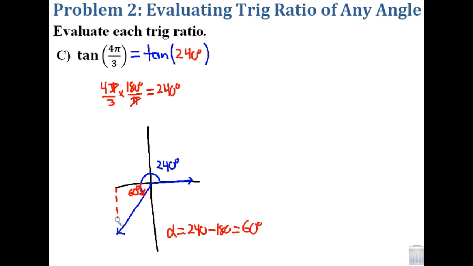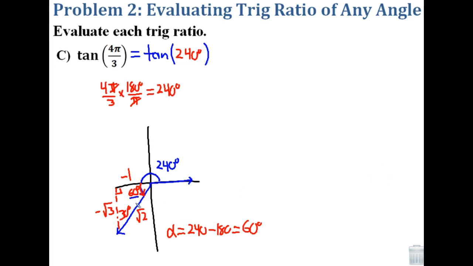I'll use that reference angle to create my reference triangle with a 90, 60, and 30 degree angle. So same one we had last time. Across from the 60 is going to be the square root of 3, and it'll be negative. Across from the 30 is going to be the 1, and it'll be negative as well, because that's the negative x direction. And then the hypotenuse will be the 2.